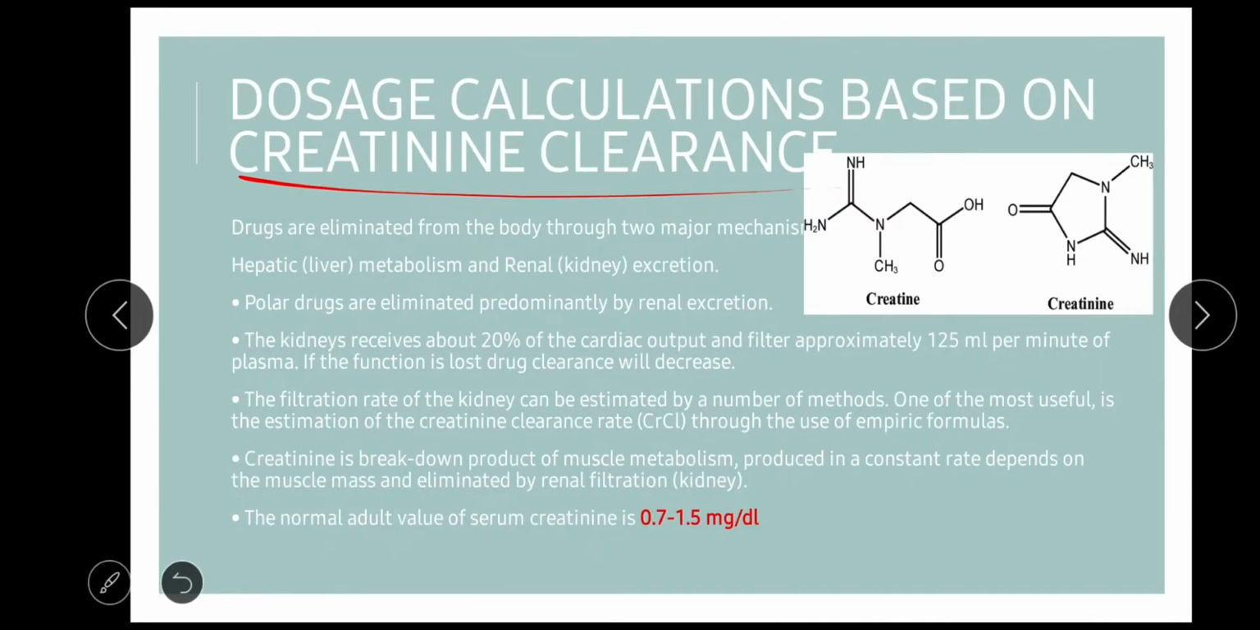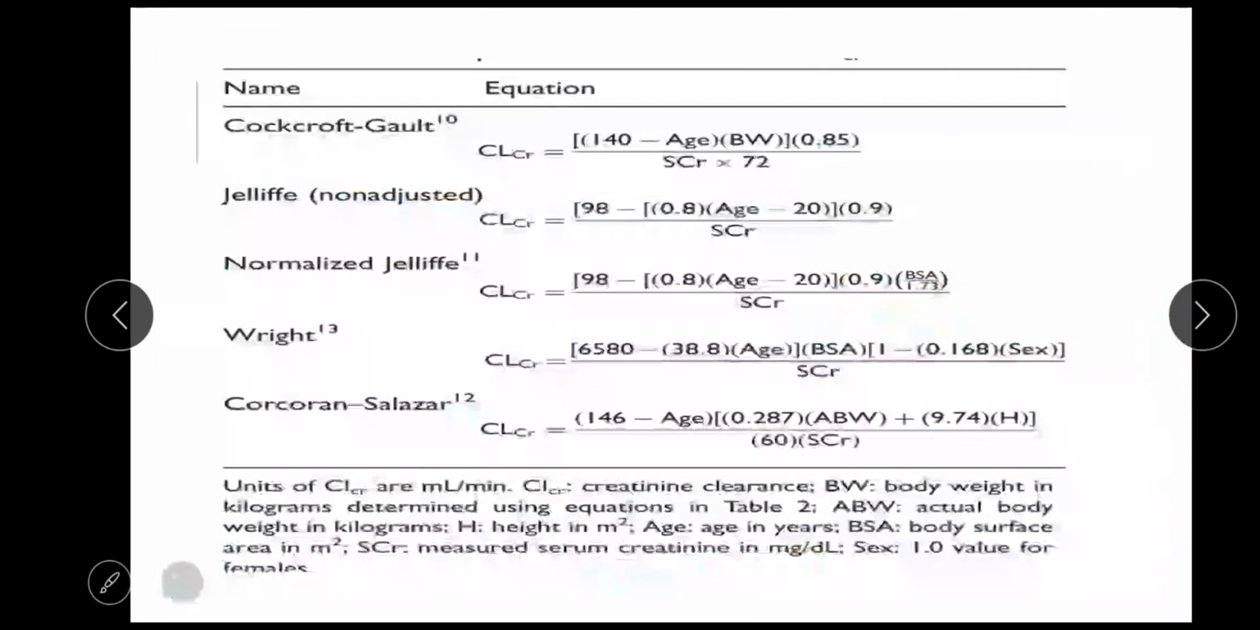The filtration rate of the kidney can be estimated by a number of methods. One of the most useful is the estimation of the creatinine clearance rate through the use of an empiric formula. Creatinine is a breakdown product of muscle metabolism, produced at a constant rate, depends on the muscle mass, and eliminated by renal filtration. So, yung creatinine natin from creatine. The normal adult value of serum creatinine is 0.7 to 1.5 mg per deciliter.